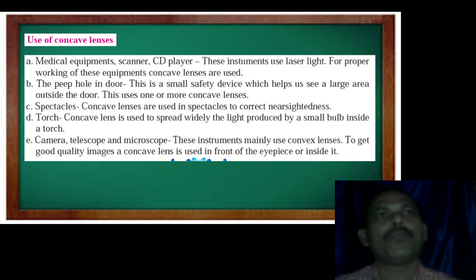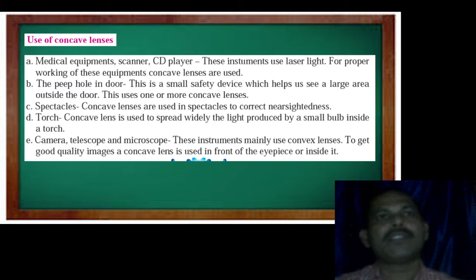Then, the uses of concave lens. In medical equipment, scanners, and CD players, the instruments use laser light. For proper working of the equipment, concave lenses are used. The peephole in a door is a small safety device which helps us see a large area outside the door. This uses one or more concave lenses.